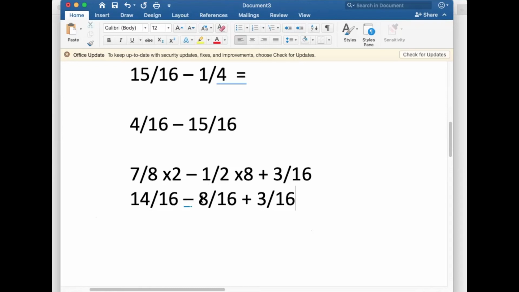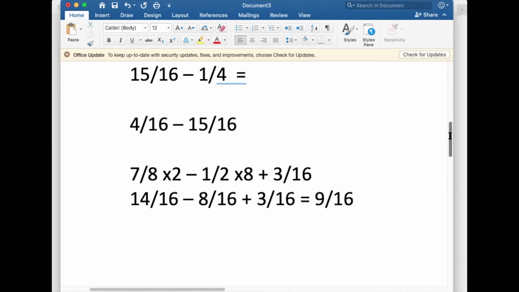14 minus 8, 6, plus another 3 is 9. So we'd be 9/16, keeping that denominator the same. Look right so far? Okay.